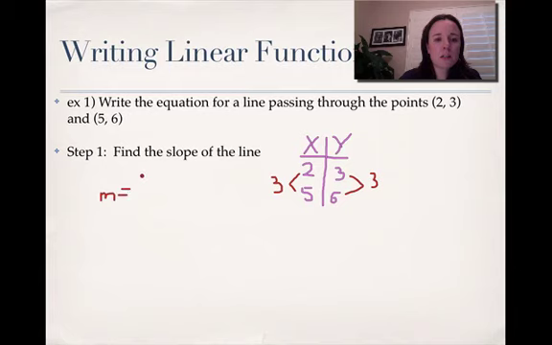So my slope equals change in y over change in x. Change in y is 3. Change in x is 3. So that's just going to simplify to give me a slope of 1. So I've got the first thing I need. I know that my slope equals 1, so I'm going to plug into y equals mx plus b. So now I've got y equals 1x plus b.